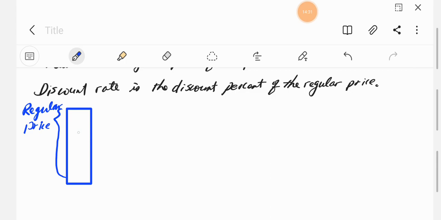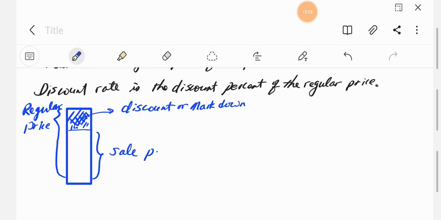A product is on sale, so there is a discount, right? This much will be discounted. So this is the discount, or the markdown. Then the rest is the sale price, because it's on sale, so this is the sale price after the discount. So the sale price is always lower than the regular price, and the discount amount or markdown is based on the regular price, always the regular price.